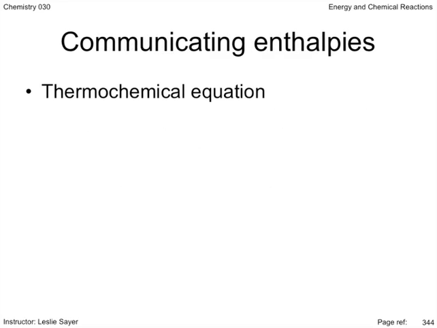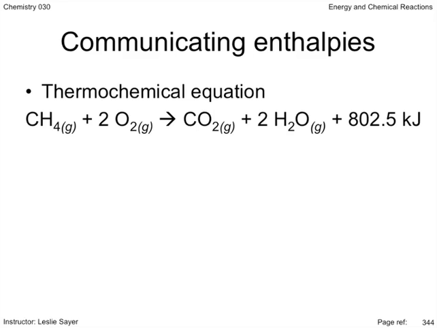Communicating enthalpies. One way to represent enthalpies is by way of a thermochemical equation. In the example given here, we have a balanced equation showing the combustion of methane. Included is the enthalpy change for this reaction as the reactants form products. Since the combustion of methane is exothermic and releases heat to the surroundings, as most combustion reactions are prone to do, the expression of this released energy is communicated as a product in our thermochemical equation.